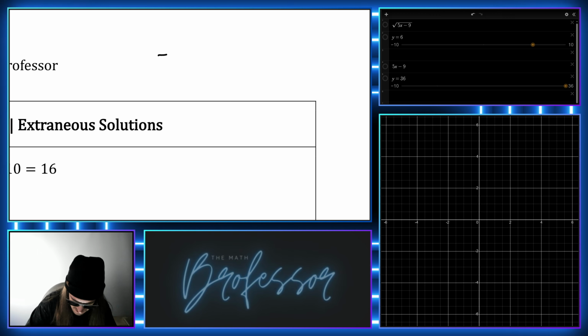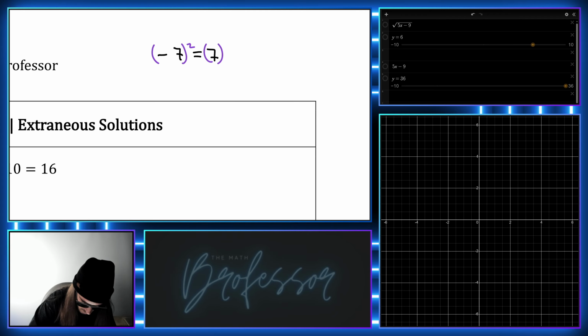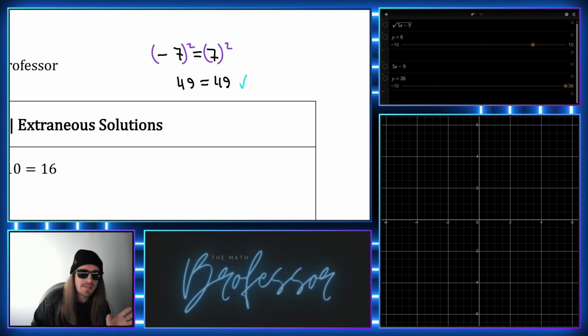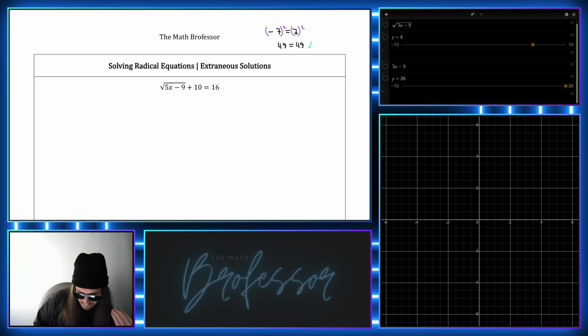The statement negative 7 equals 7 is a false statement. But if I square both sides of this false statement, negative 7 squared is 49, and 7 squared is also 49. And what's fascinating here is that if you start with a false statement, a certain kind, and you square both sides, you may end up with a true statement. And that situation is what produces extraneous solutions. But more on that in a little bit. Let's just solve a normal one first.